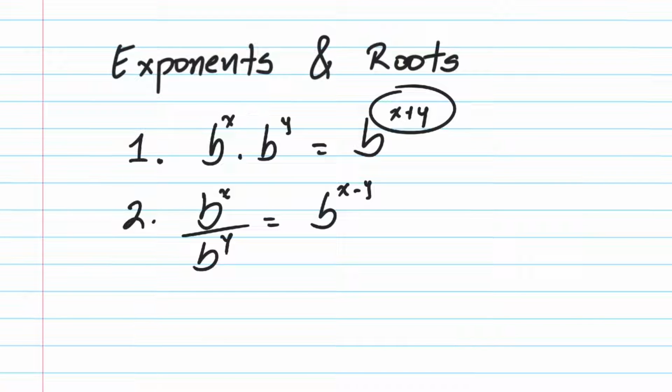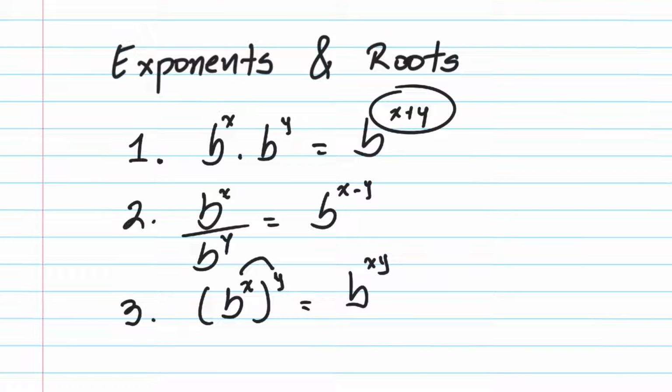Now, the last law that we're going to talk about today is when you have this in a parenthesis. Let's say you have b to the x power inside of a parenthesis elevated to the y power, or the power of y. So what we have in here is now we are going to multiply these two. So now the result is going to be the base b elevated to the power of xy.